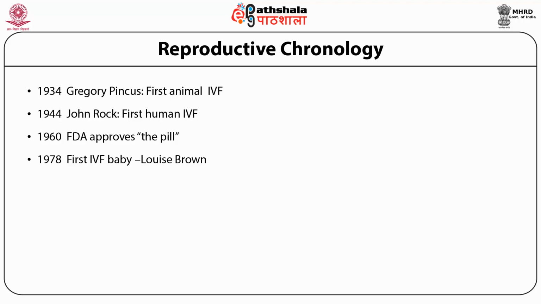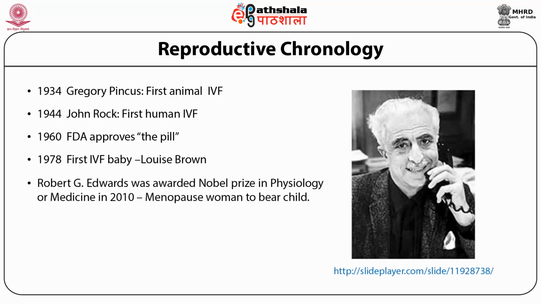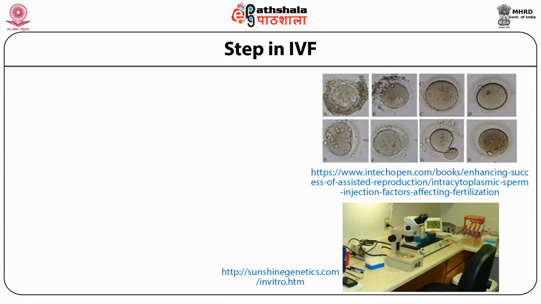For this, Robert G. Edwards was awarded Nobel Prize in Physiology or Medicine in 2010 when he worked on IVF technique, and he improved IVF technique in a manner that even the woman who has undergone menopause can bear child. So it is like a boon for the mothers who don't have baby or who are unable to bear babies. So what steps are there in IVF?